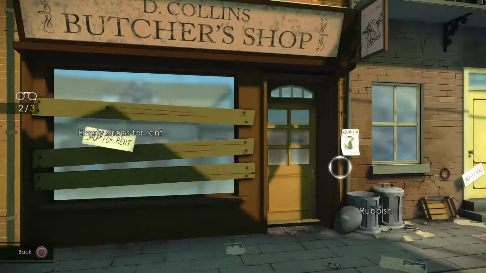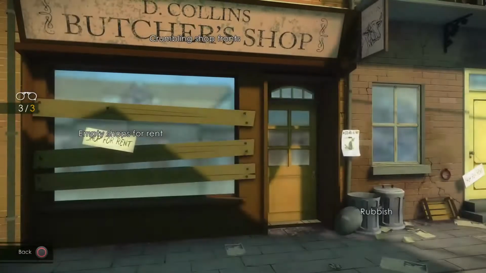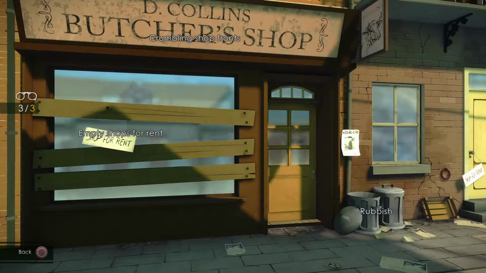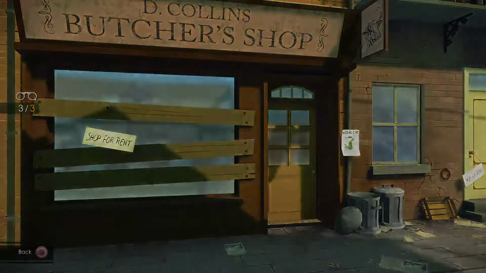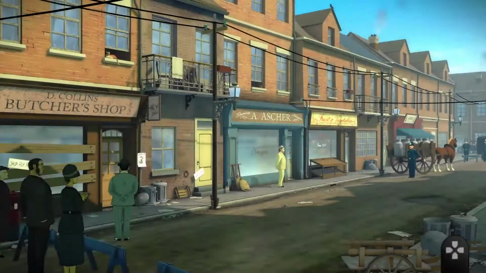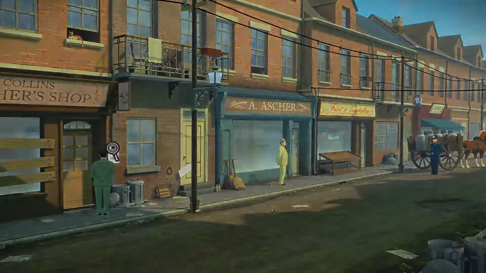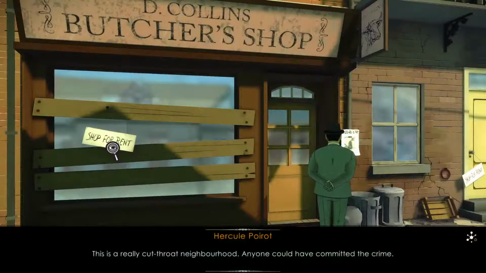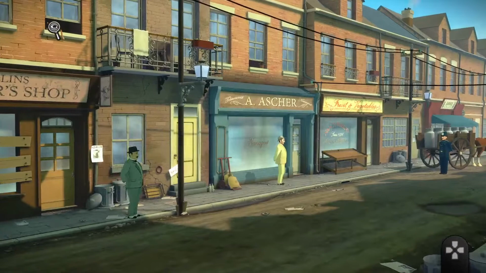Rubbish. Crumbling shop fronts. This is a really cutthroat neighborhood. Anyone could have committed the crime. I want to look at the missing cat sign. Is that the missing cat?